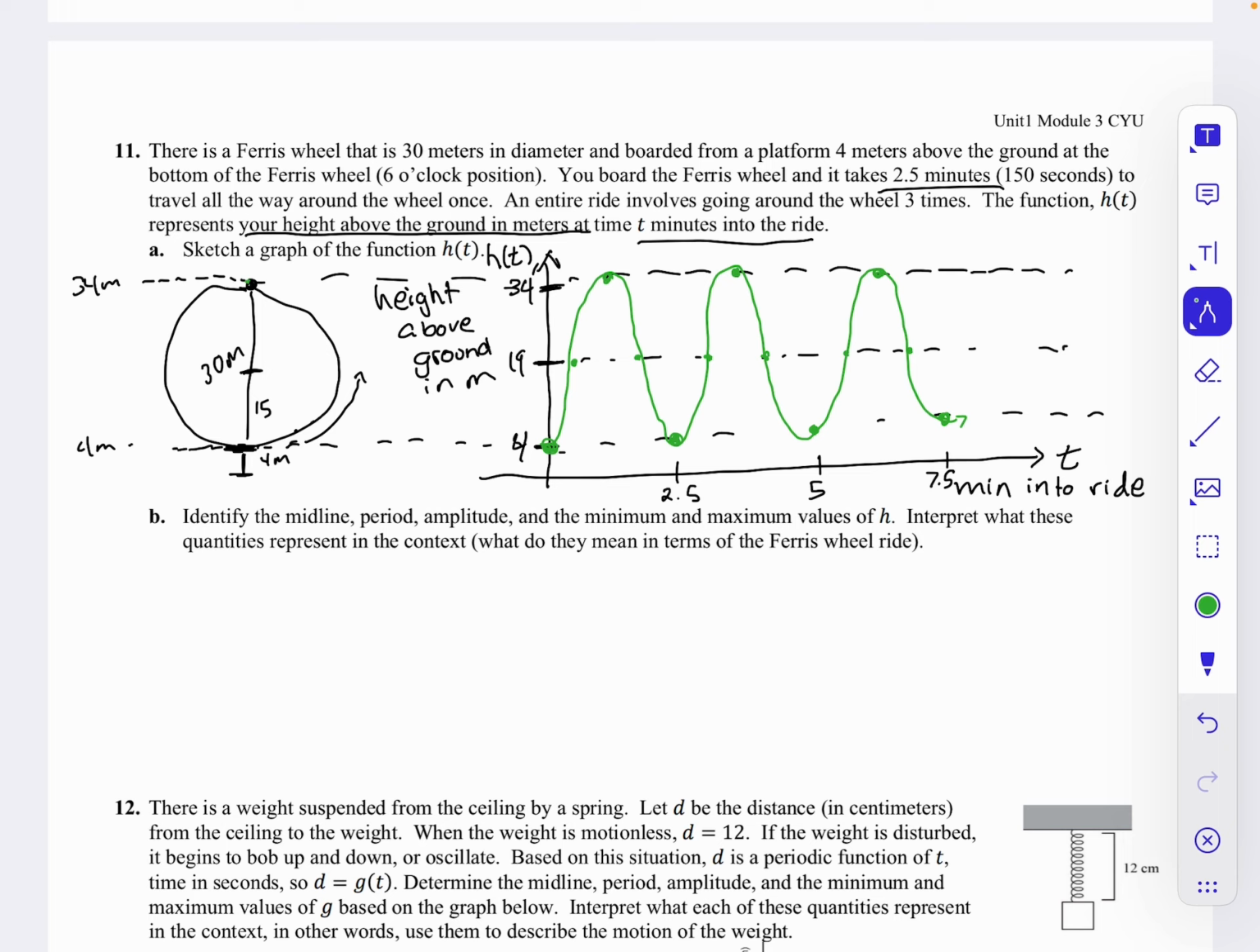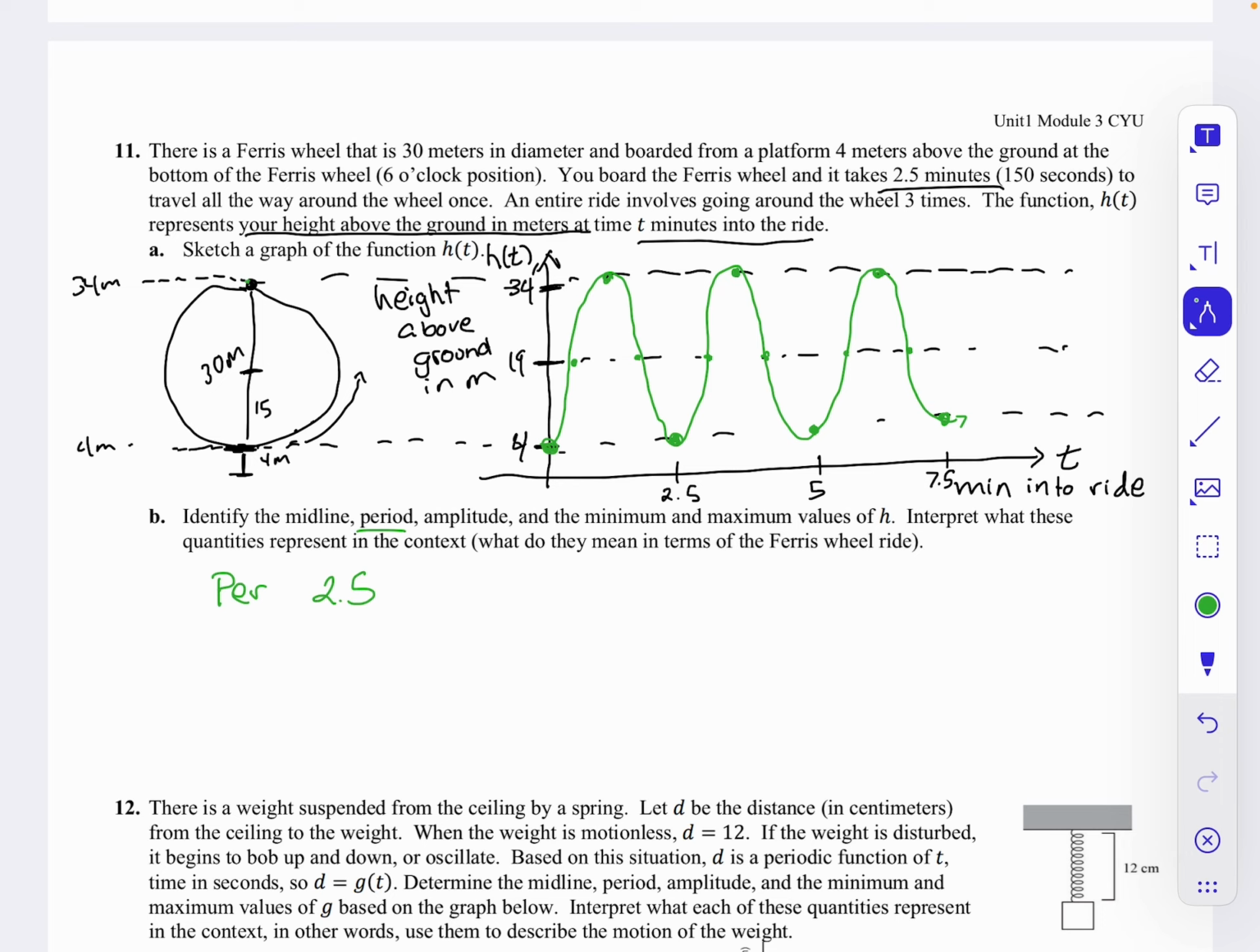All right, so in this one, we're asked to identify midline, period, amplitude, minimum, maximum. The easiest one to start with is your period. The period here is 2.5 minutes. That's the length of time it takes to make one rotation around on our Ferris wheel. So a 2.5 minute trip around, that's my period. The minimum value would be the low point where we board the Ferris wheel at 4 meters. The maximum value would be 34 meters. That's the high point on the Ferris wheel.